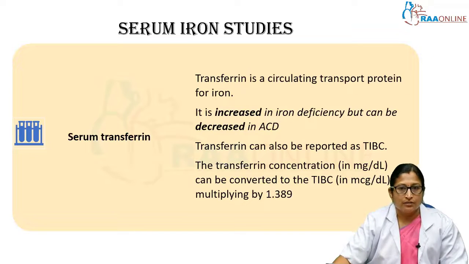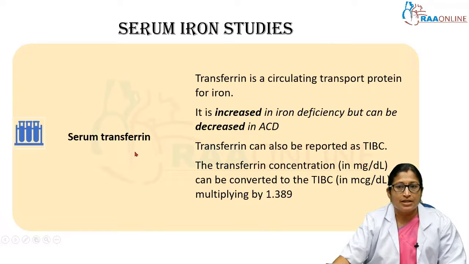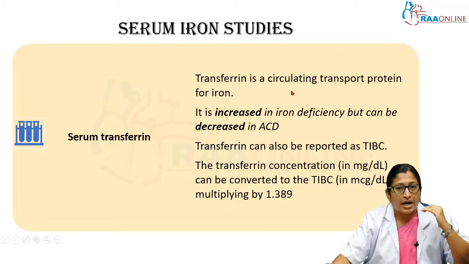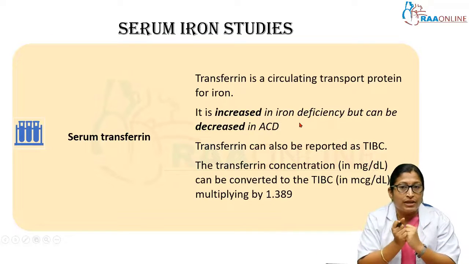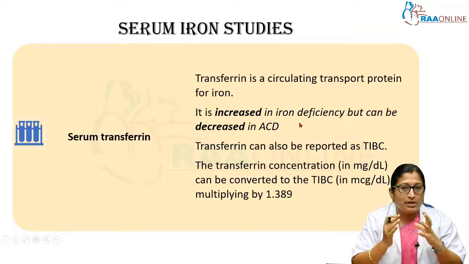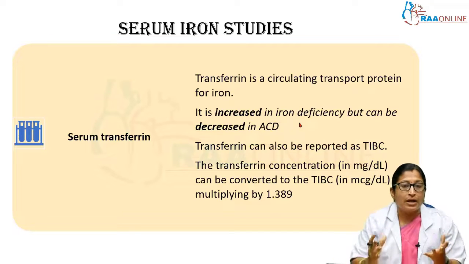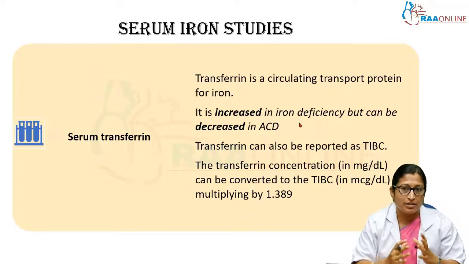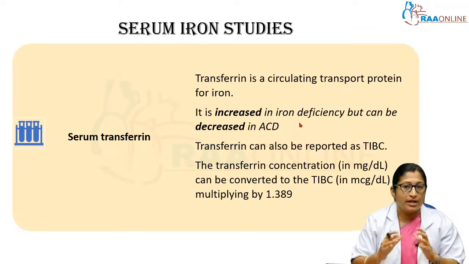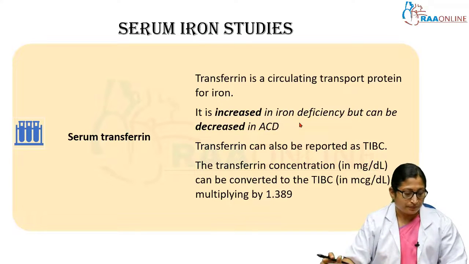Next is serum transferrin. Serum transferrin is also reported as TIBC, that is total iron binding capacity. Transferrin is the circulating transport protein of iron. That is how iron circulates in the serum, as transferrin. This transferrin will be increased because the cell wants to avidly bind more iron, so the soluble transferrin receptors all get expressed more, and the serum transferrin or the TIBC is increased in iron deficiency, but it will be decreased in anemia of chronic disease.